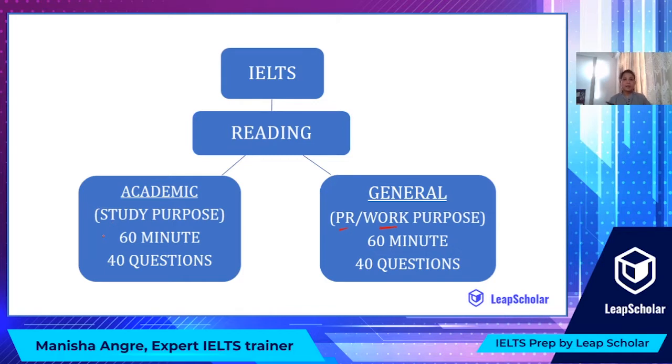There are certain things that remain the same whether you apply for academic or general. That is the time allotted to you. In each of these tests you get 60 minutes and the question numbers also remain the same, that is 40 questions. However, the pattern is different. Let's further understand the pattern.